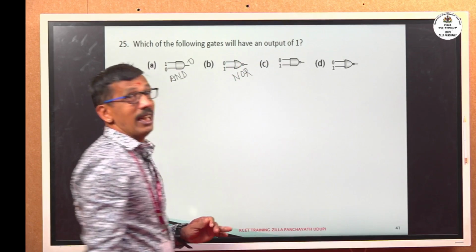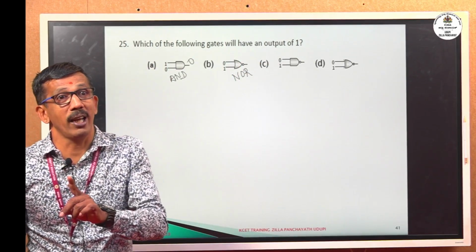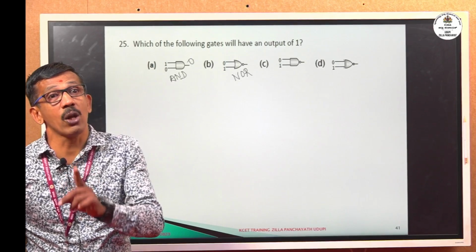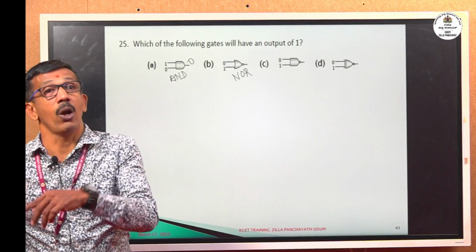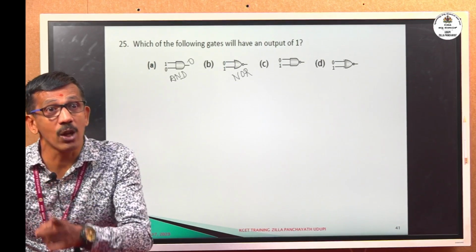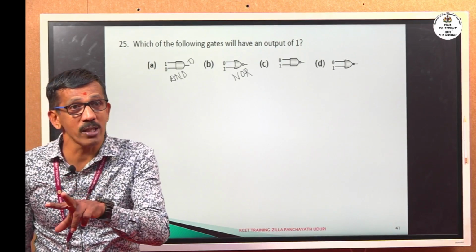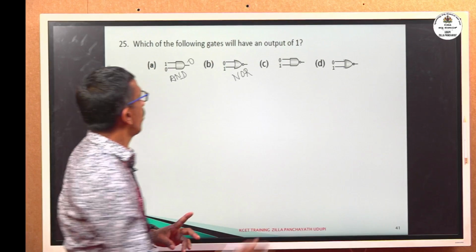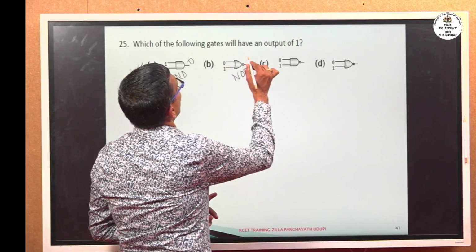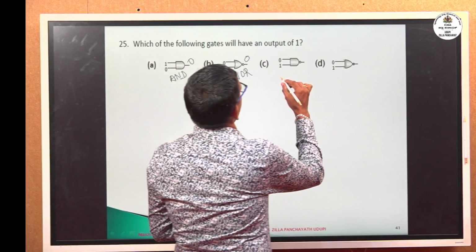Next, which gate is this? This is a NOR gate. For a NOR gate, recall the output of the OR gate. In an OR gate, 0 0 is 0. In a NOR gate, 0 0 gives 1. If both inputs are zeros, output is 1. That is a NOR gate. But here you see 0 1 is there, output is 0. This is our favorite NAND gate.